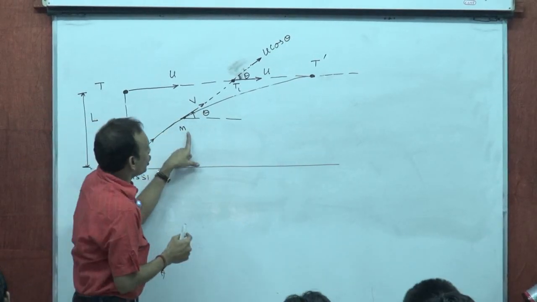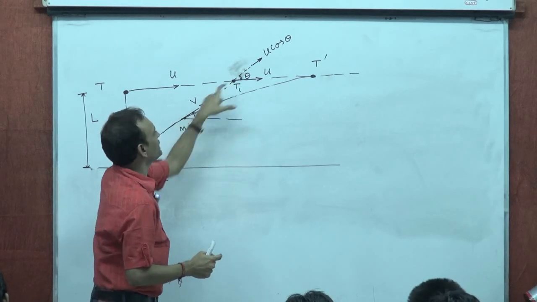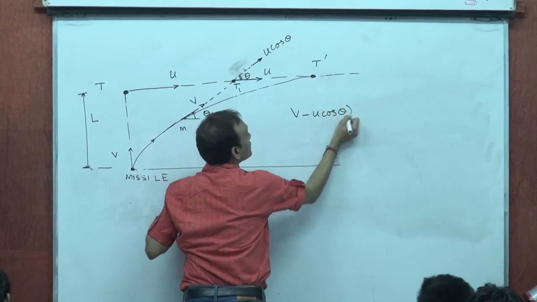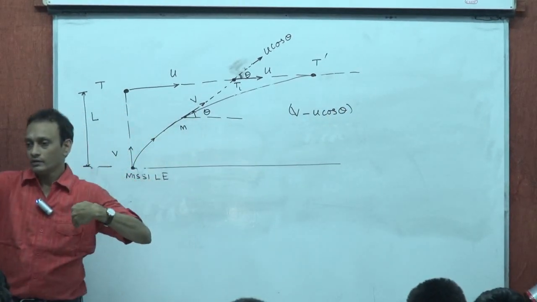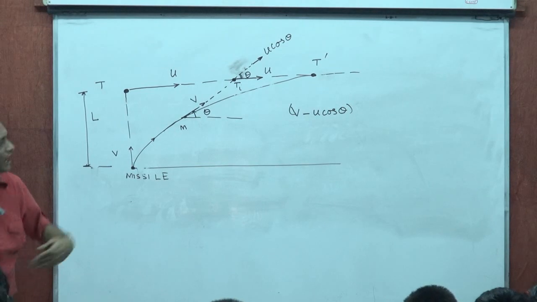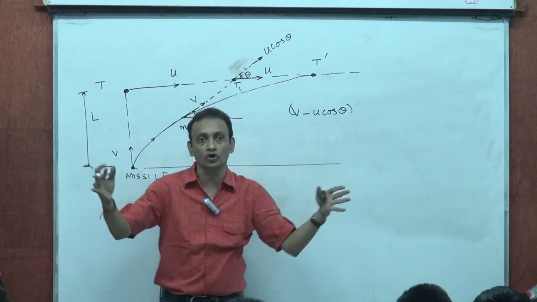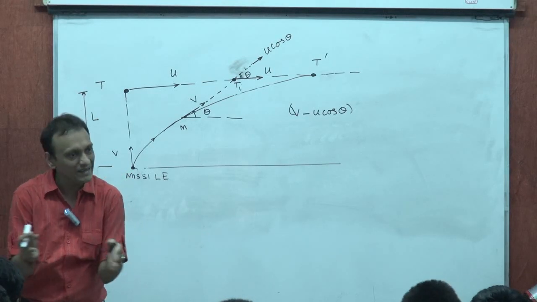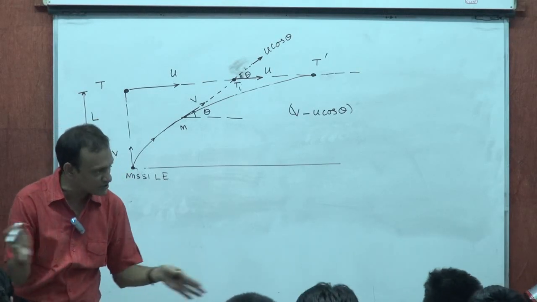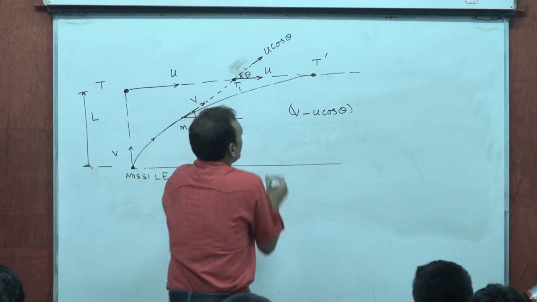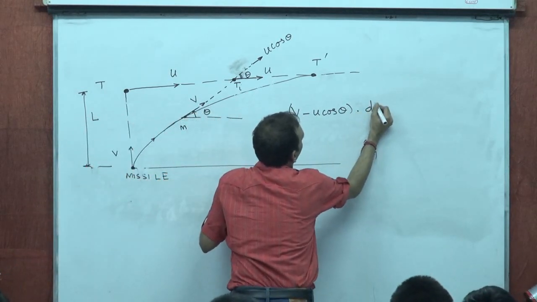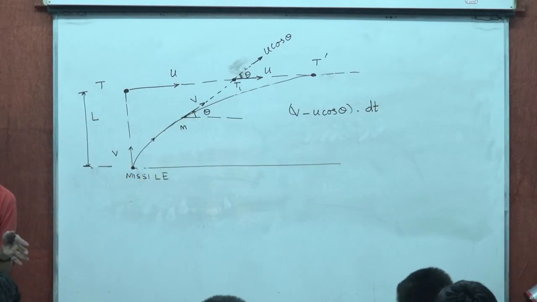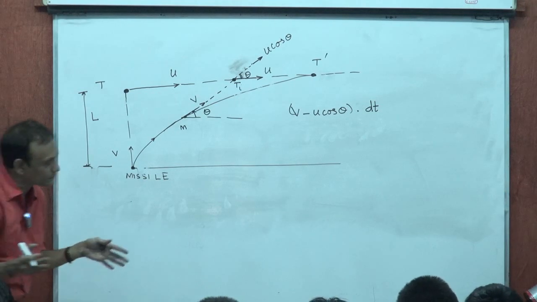Now along the line joining the missile and the target, what's the relative velocity? V minus u cos theta is the relative velocity along the line joining the missile with the target. This is the rate at which the separation between them decreases, right? In a small time dt, the separation decreases by this amount.